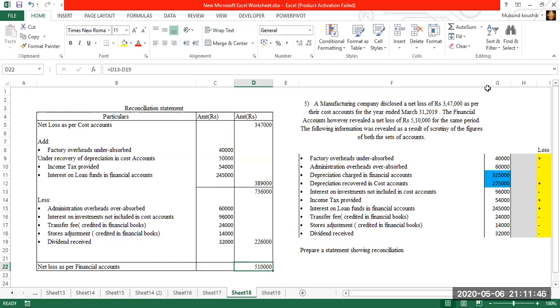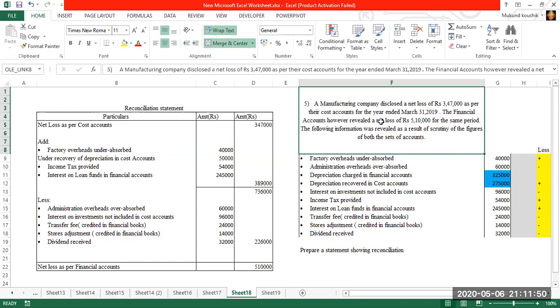So what is this 5,10,000? This will be the loss as per your financial account. See, that is what they have given. The financial accounts however revealed a loss of 5,10,000. So we have to get the same amount. So this is how we have to solve the problem of reconciliation and how we have to prepare the reconciliation statement if they give loss.